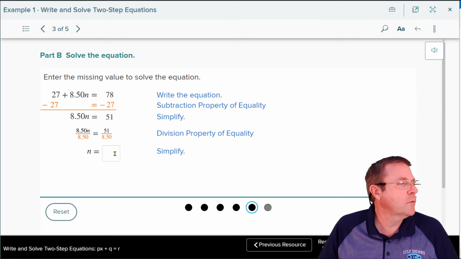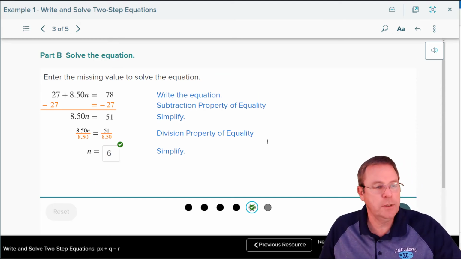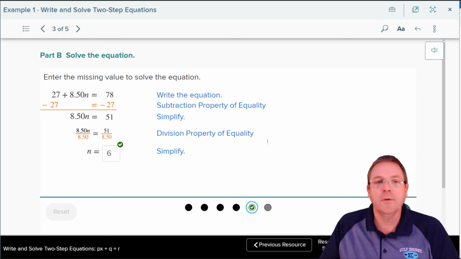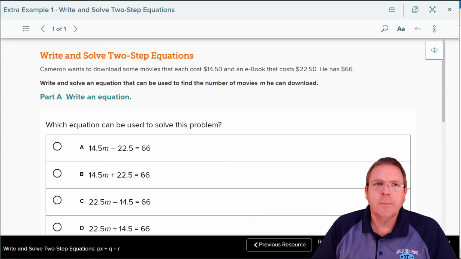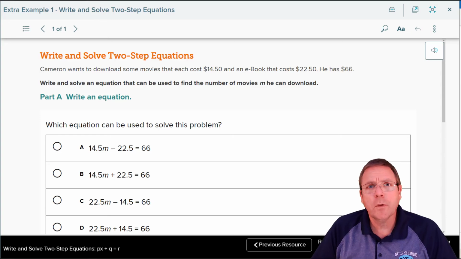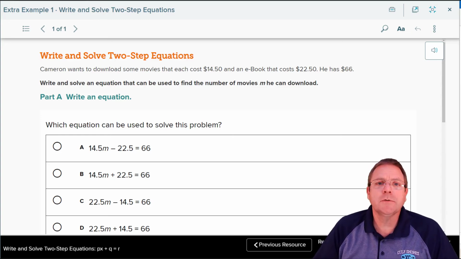We'll jump back over to our problem. N is equal to 6. That means she had only 6 friends she was able to invite to the movie with her. And now it's going to be your turn. Pause the video, create yourself an equation based off of this information, and then solve your equation.